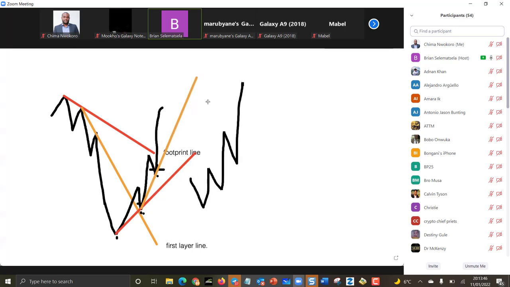After you draw the first layer line, you simply wait for what? For the market to break. And immediately after it breaks, because like what I've told you, as we wait for the market to normally break the first layer, it is signaling that the market is about to go into the opposite direction.